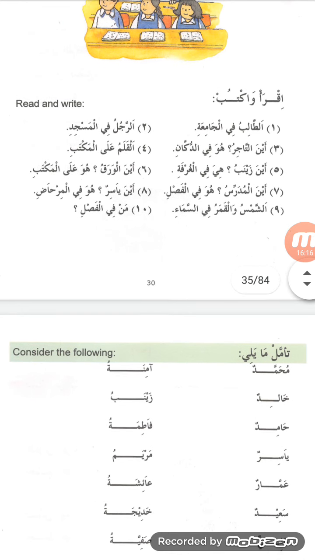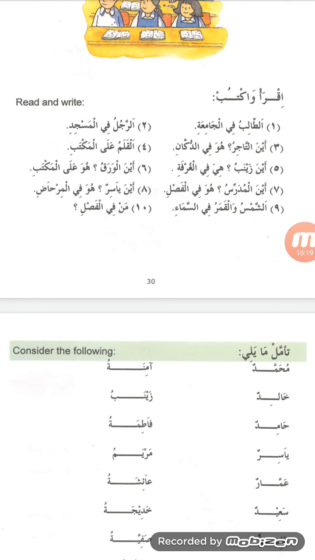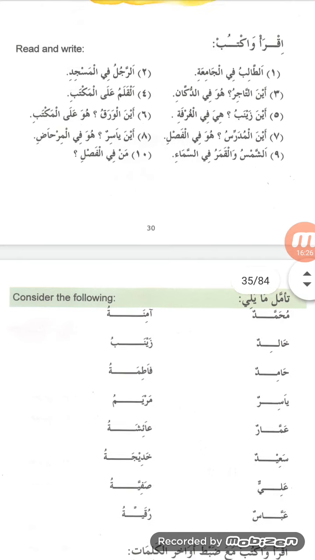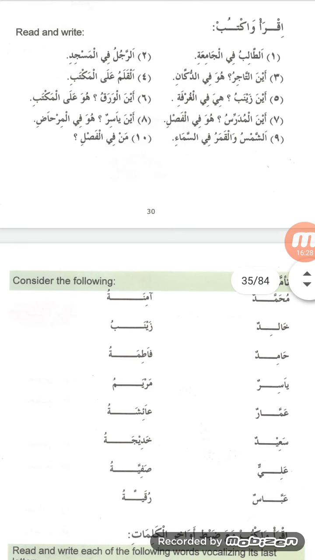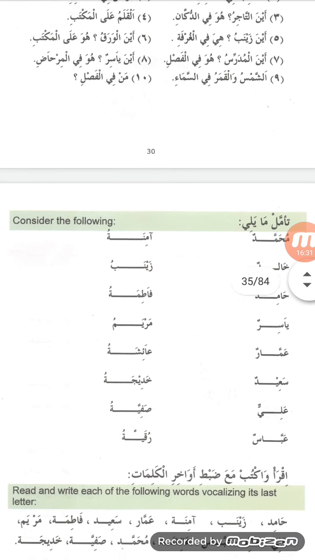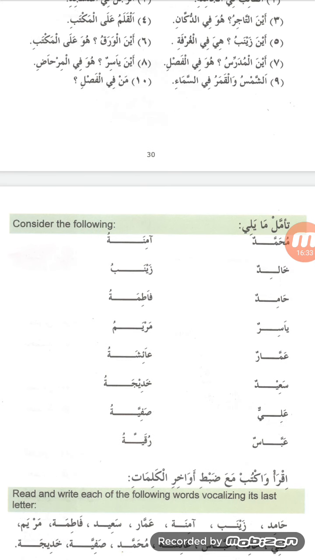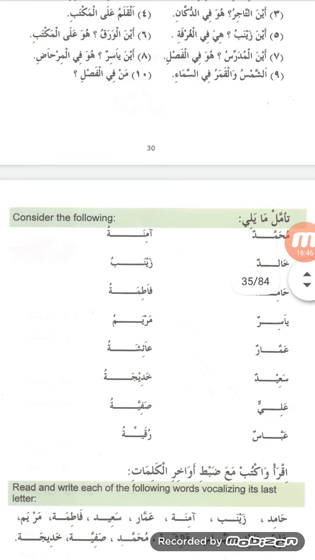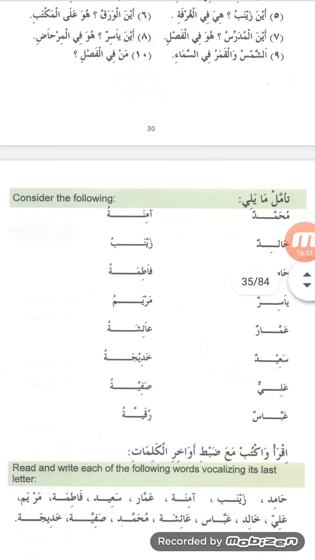اقرأ واكتب. الطالب في الجامعة, the student is in the university. الرجل في المسجد, the man is in the masjid. أين التاجر, where is the trader, the businessman? هو في الدكان, he is in the shop. القلم على المكتب, the pen is on the desk. أين زينب, where is Zainab?